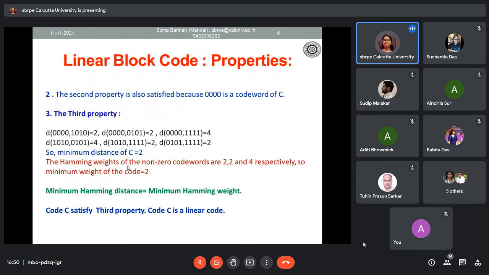And you have also found that the minimum Hamming distance is 2. So this third property is also satisfied: minimum Hamming distance is equal to minimum Hamming weight. So the code C satisfies the first property, the second property as well as the third property. So you can say this is a linear block code. So you have to check this way whether the code is a linear block code or not. When you are generating a block code, you have to follow these rules to generate the linear block code.